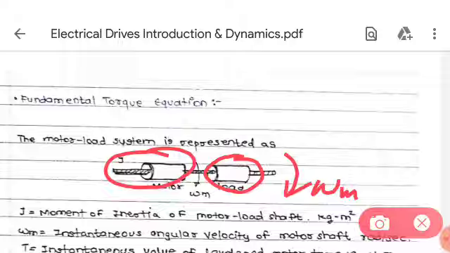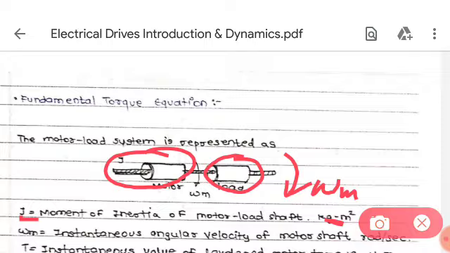So here for this system J is the moment of inertia of motor load shaft. So it is the inertia at the motor shaft, we can say, and when load is also coupled on the same shaft, it is the total inertia, motor inertia as well as inertia of loads which are directly coupled to the motor. So when we calculate that inertia at motor shaft, that is what the J is. It is moment of inertia of motor load shaft. Its unit is kg meter square.